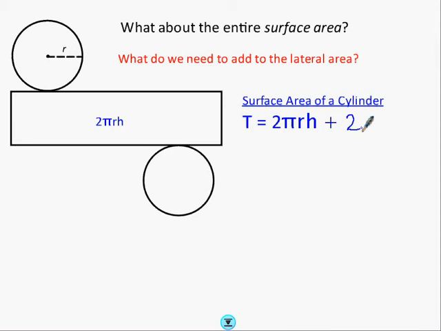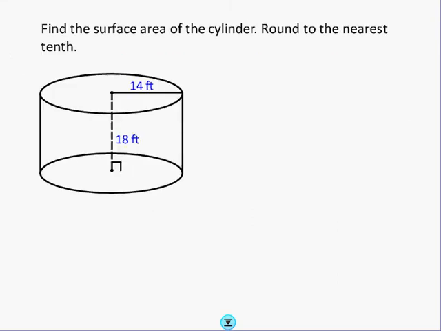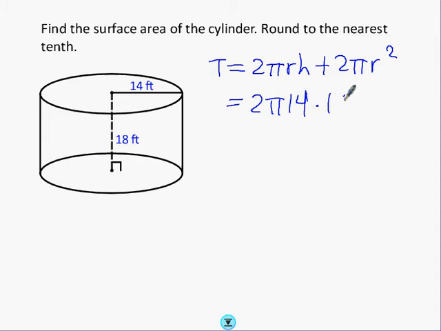However, for every cylinder, the base is always a circle, and the area of a circle is pi r squared. So it's quite a simple formula. Okay, find the surface area of the cylinder. I'm going to write down my formula: 2 pi r h plus 2 pi r squared, and plug stuff in. 2 pi, the radius is 14, the height is 18, plus 2 pi, and the radius again is 14.